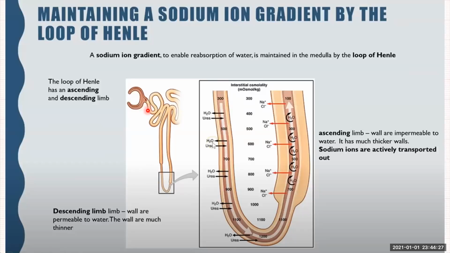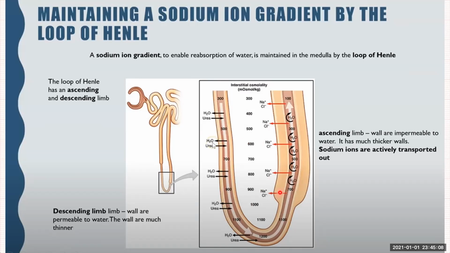Okay, so as the filtrate leaves the proximal convoluted tubule in the cortex, it now passes into the loop of Henle, which is present in the medulla. The loop of Henle has three parts. As the proximal convoluted tubule goes down, this part is the descending limb of the loop of Henle. Then this part here is the proper loop of Henle. And as it goes up, this is the ascending limb of the loop of Henle. Then it joins the distal convoluted tubule, and after that it joins the collecting duct.